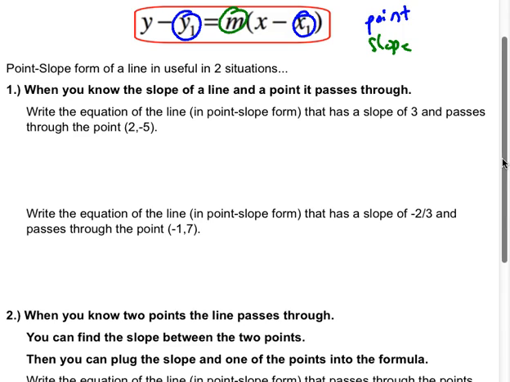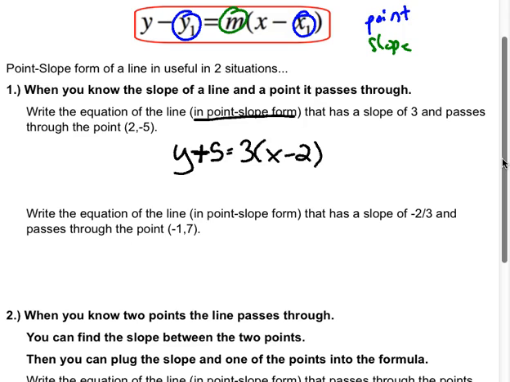So in this first situation, write the equation of a line in point slope form that has a slope of 3 and passes through the point (2, -5). So all you have to do is follow that formula. y minus the y value from the point equals the slope times x minus the x value from the point. The only other thing I would do here is clean this up by changing that to a plus, but then I already have my equation. And it says that I can leave it in point slope form, so I'm good to go.